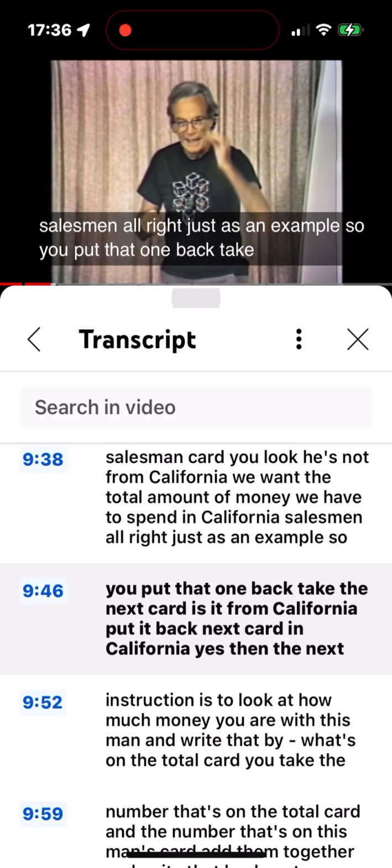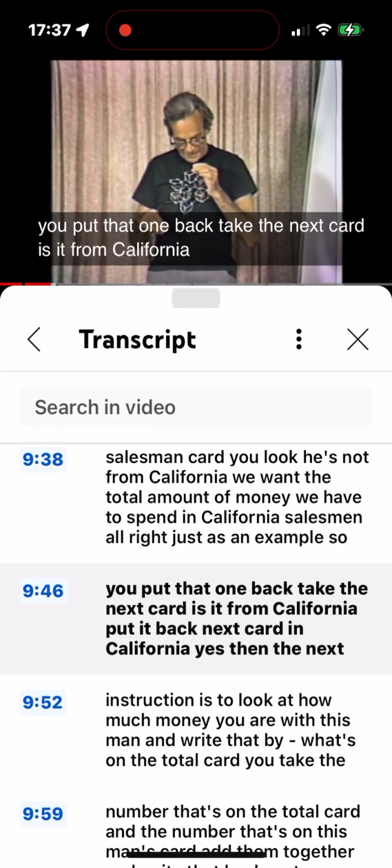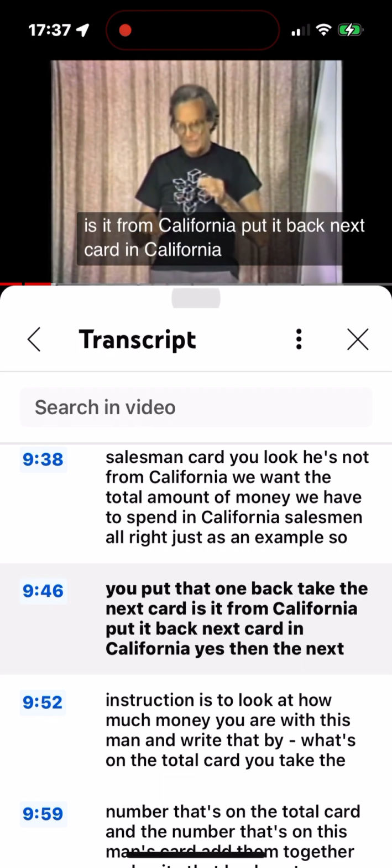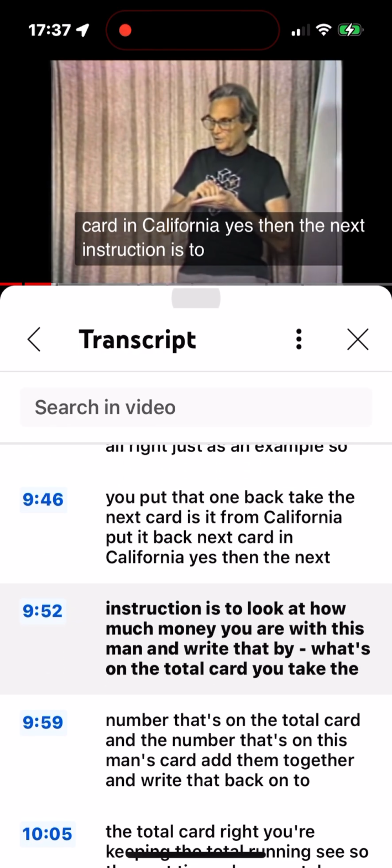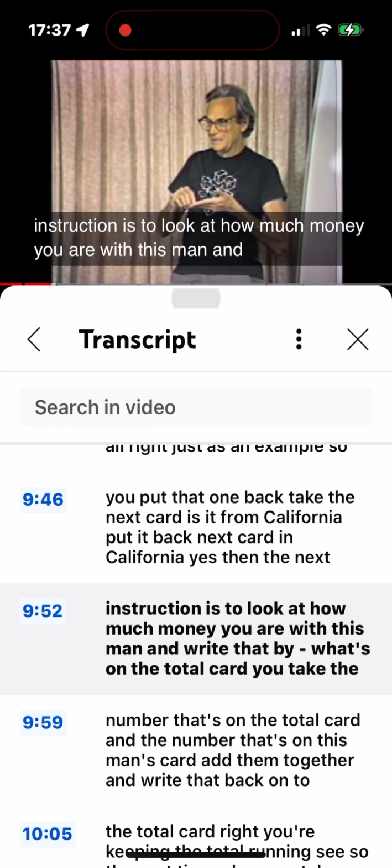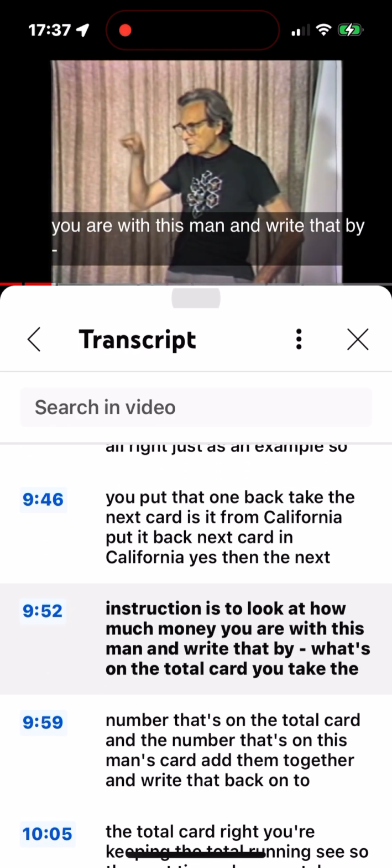So you put that one back. Take the next card. Is it from California? No, put it back. Next card, from California, yes. Then the next instruction is to look at how much money you owe this man, and write that by adding to what's on the total card.